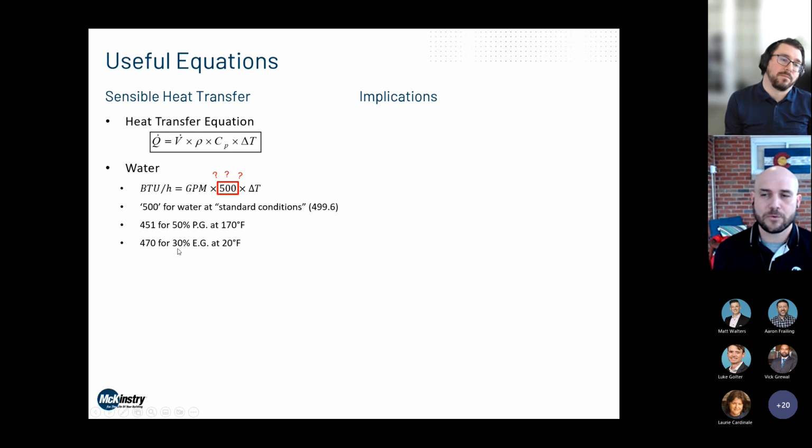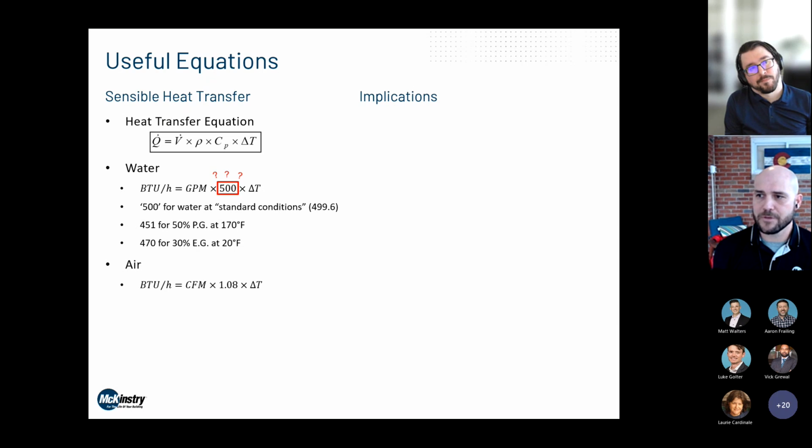If you had maybe an ice storage facility or a building with an ice storage system, and it had ethylene glycol, this is more like your car antifreeze, at a 30% concentration, that number would be 470. So it depends on what antifreeze is being used and its concentration.